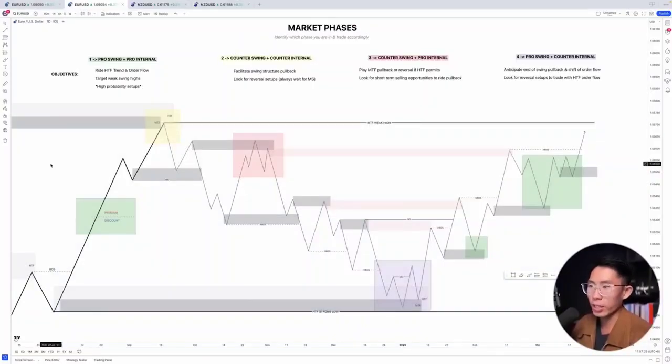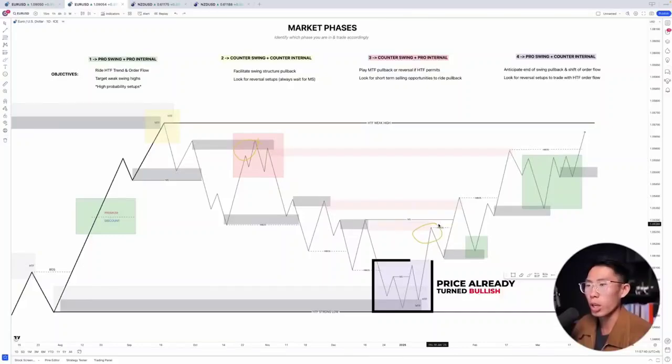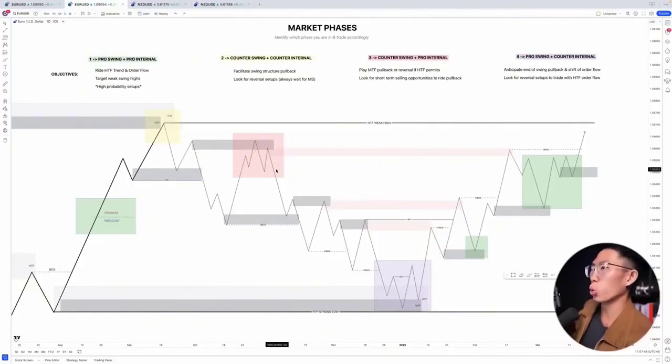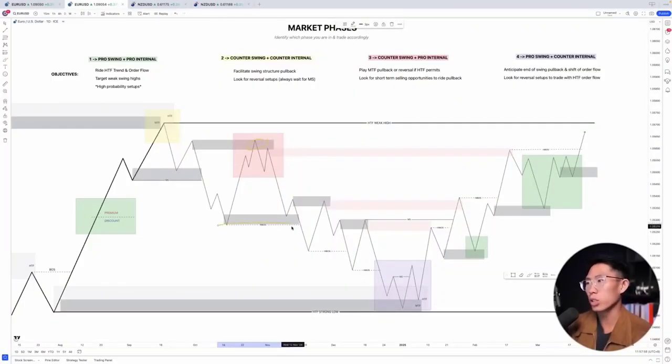So bear in mind that it's a very different story to sell here compared to selling, say, right here, because right here, price has already created a market shift, price has already turned bullish, the internal structure is already bullish, so it doesn't make sense for you to enter for a sell right here where the internal structure and the swing structure are both bullish, right? So be careful, okay? Look for short-term selling opportunity. Like I said, the keyword here is short-term. If you want to enter for a sell here, take profit at this low right here, enter for a sell here, take profit at this low, right?